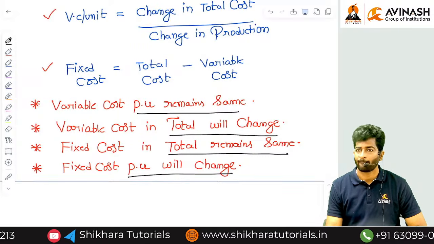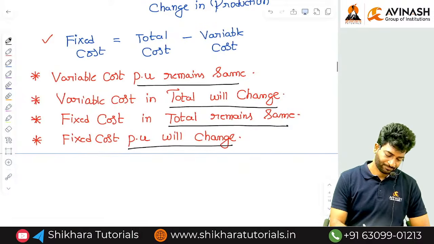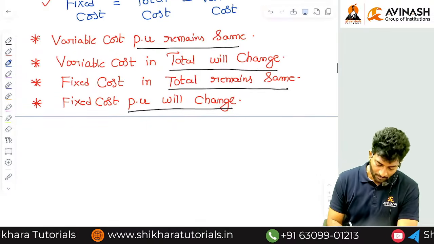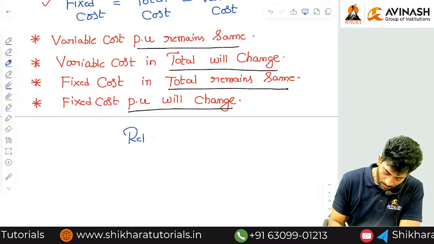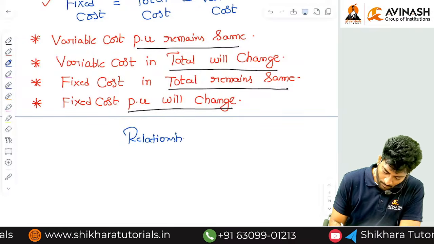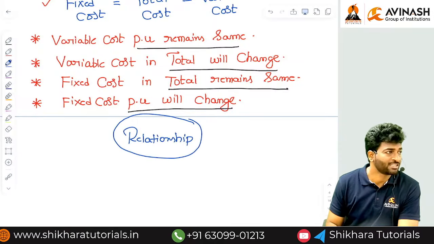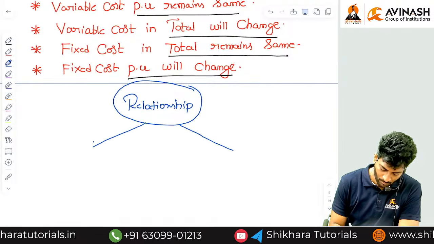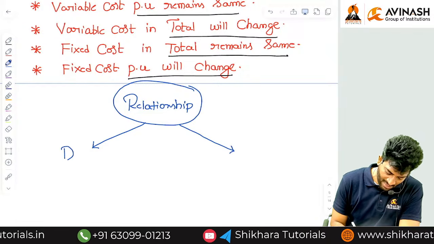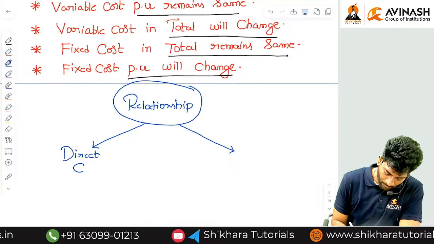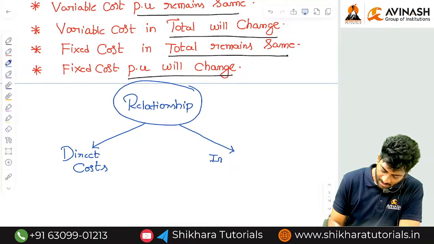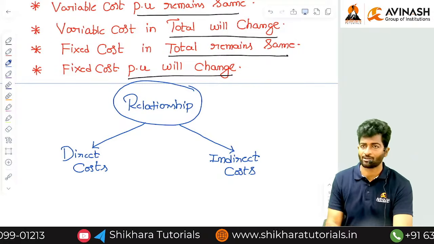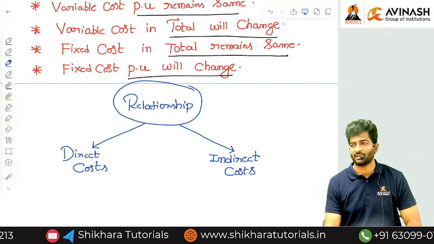Okay, everyone, writing. Next, based on nature or behavior, based on relationship, costs are classified into direct costs and indirect costs.